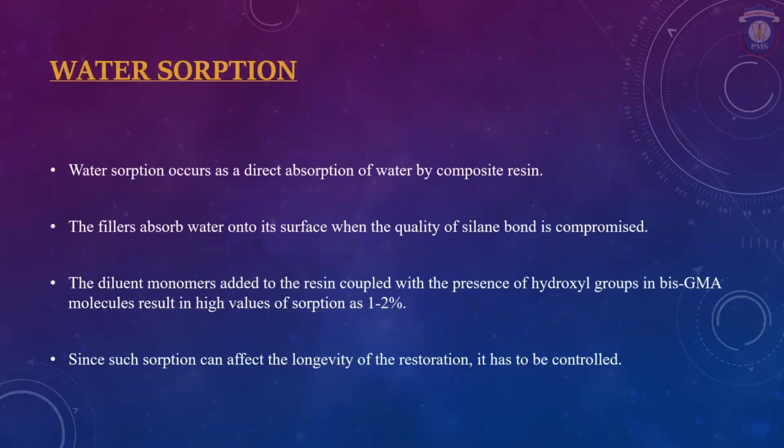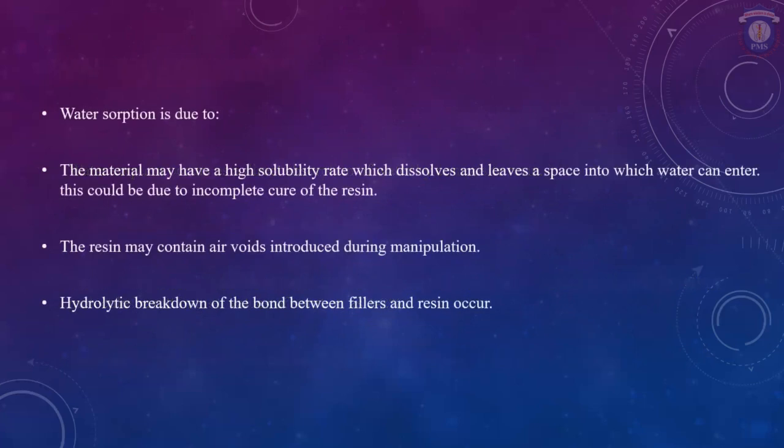Water sorption is another problem with respect to composites. The fillers absorb water onto the surface when the quality of the silane bond is compromised. The diluent monomers added to the resin, coupled with the presence of hydroxy groups in bis-GMA molecules, result in high values of sorption, such as 1 to 2%. Since sorption can affect the longevity of the restoration, it has to be controlled.